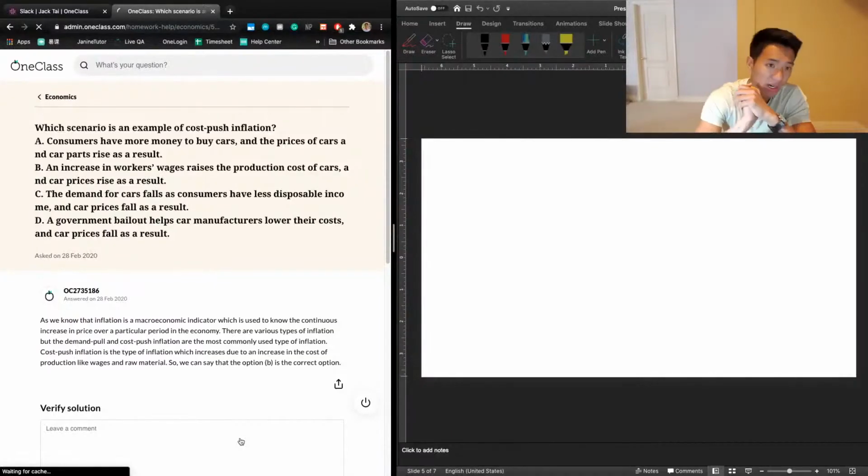Okay, next question. Which scenario is an example of cost push inflation?